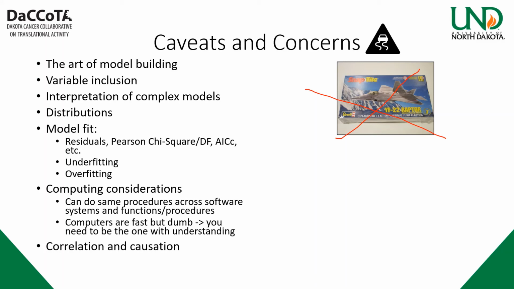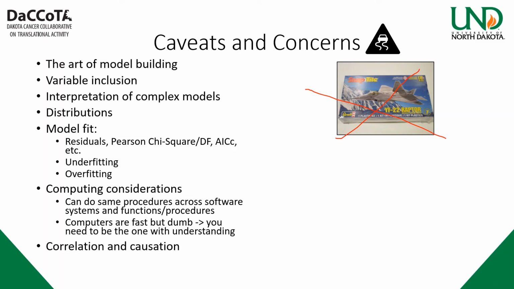Moving on to model fit, we did some examination of residuals, Pearson chi-squared, even AIC, so there's a lot to look at, and you want to be looking at these things to make sure your model fits your data well. But it's a delicate balance. Again, it goes back to that art of model building. There are two things you want to avoid. You want to find that happy medium between underfitting and overfitting.